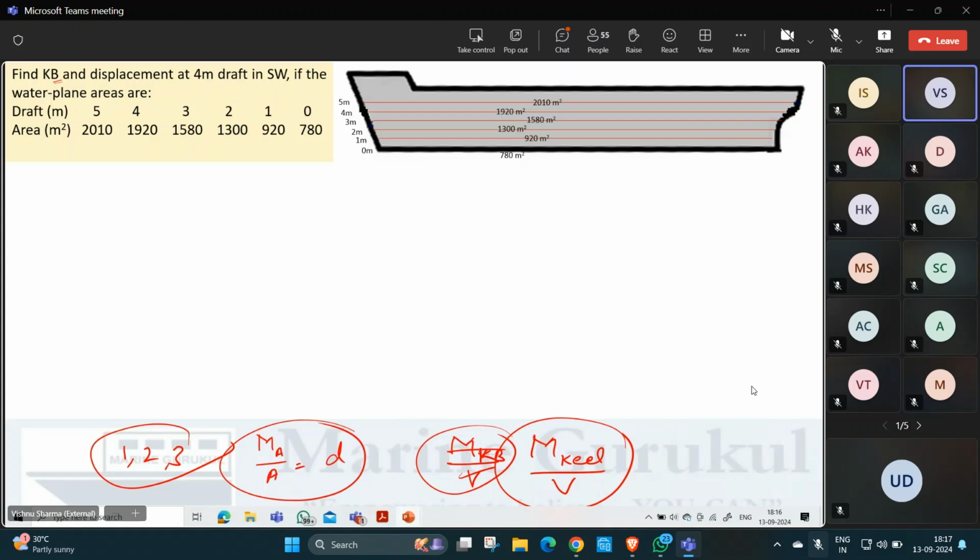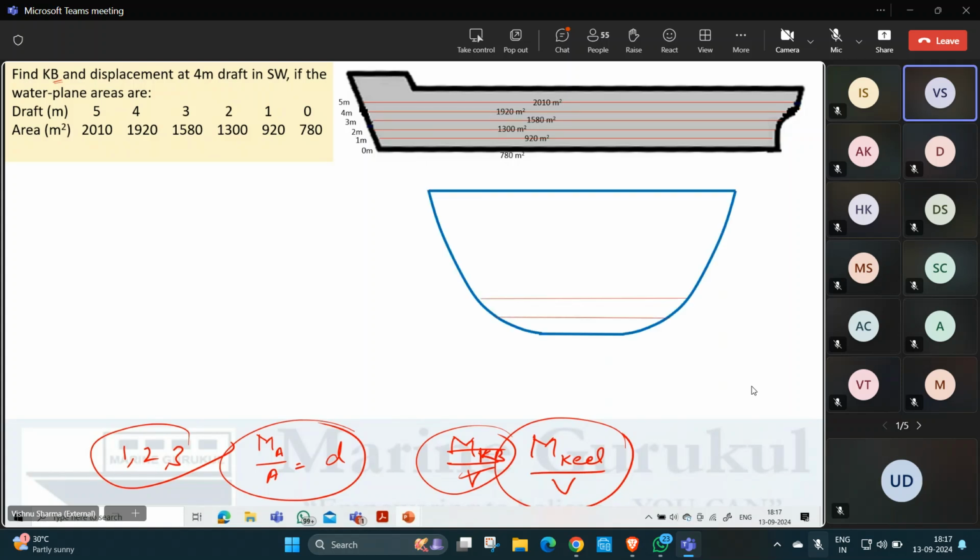At what draft does he want the displacement, guys? Look at the question. 4 meters. So do we want the underwater volume up to 4 meters or 5 meters? Up to 4 meters. So that is where you need to be careful in reading the questions. Otherwise, in a hurry, you may end up calculating the full thing. Somebody may want to make a cross-sectional view. I'm just showing it so that next time when water plane area comes, we are not again struggling with the diagram.